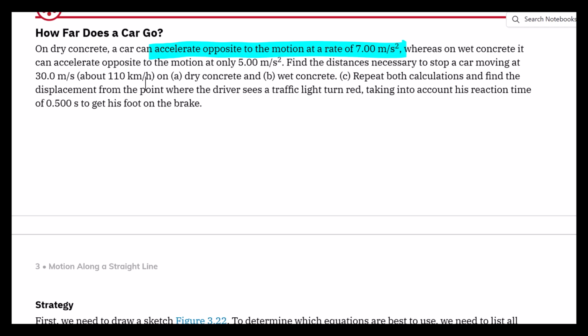Okay, so figure out the distances necessary to stop a car moving. Okay, I can do that. So we need distances. So now there's no time listed. Oh, so I can use my super secret equation, which was something like v squared equals 2a times x minus x naught, plus v naught squared. I think. Yes, that's what it was.